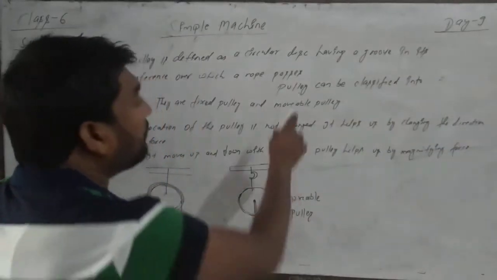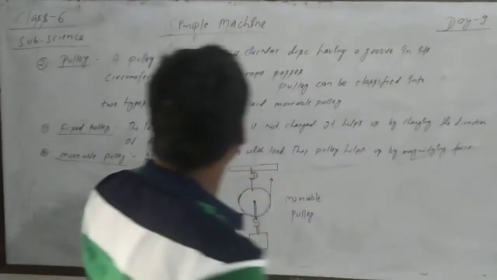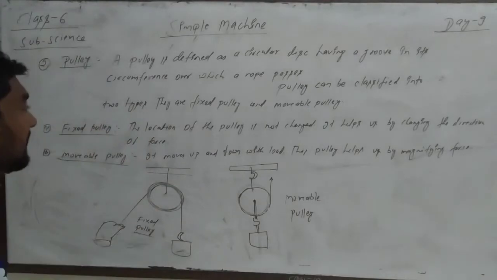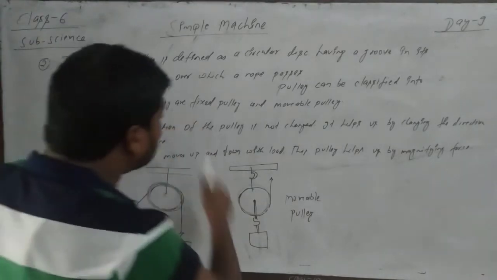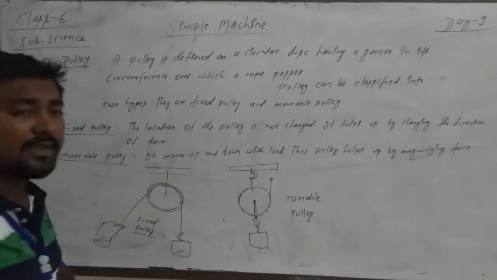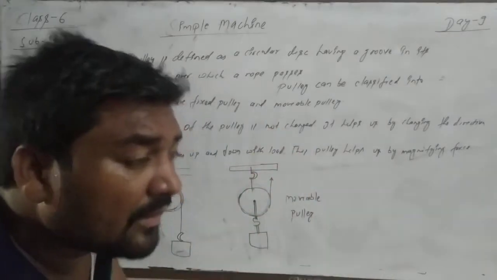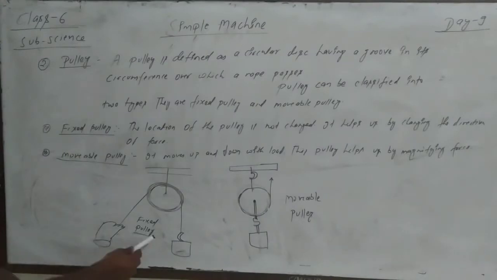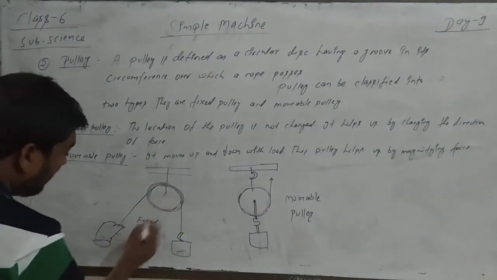Very good. Pulley can be classified into two types. Actually, there are three types, but we have to discuss two types here. They are fixed pulley and movable pulley. One pulley is fixed. The next one is a pulley that moves. So here in this figure, this is a fixed pulley.